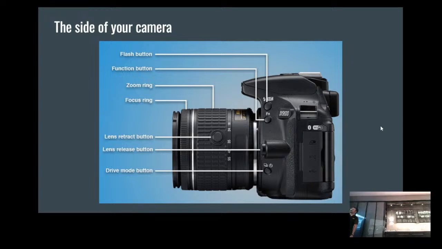Lens retract button. You don't see this a lot anymore, but older cameras had a button on there that kept the lens retracted inward so it didn't open up during travel. If you have one of these, you'll know right away. You go to turn it, it won't turn. You've got to make sure you press in on that lens retract button to then unlock it into its zoom phase.